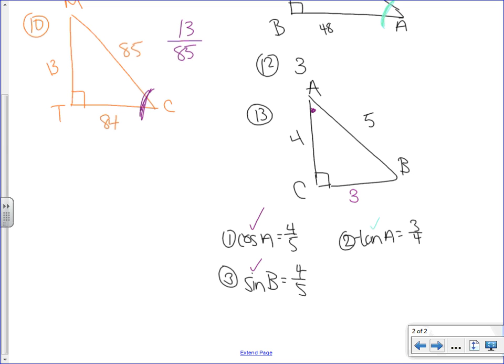Make sure you pay attention to the directions. We're looking for what's not true. So don't test choice 1, see that it works, and circle it. All right, read the directions.